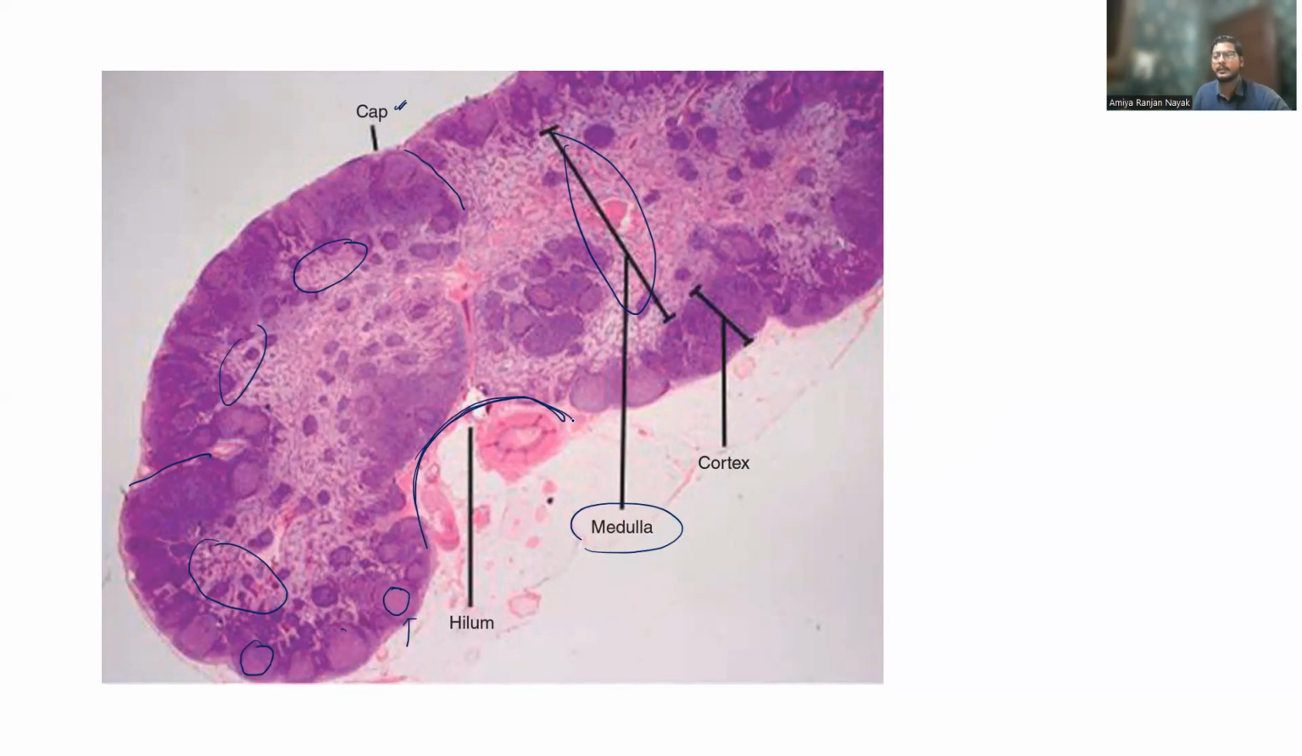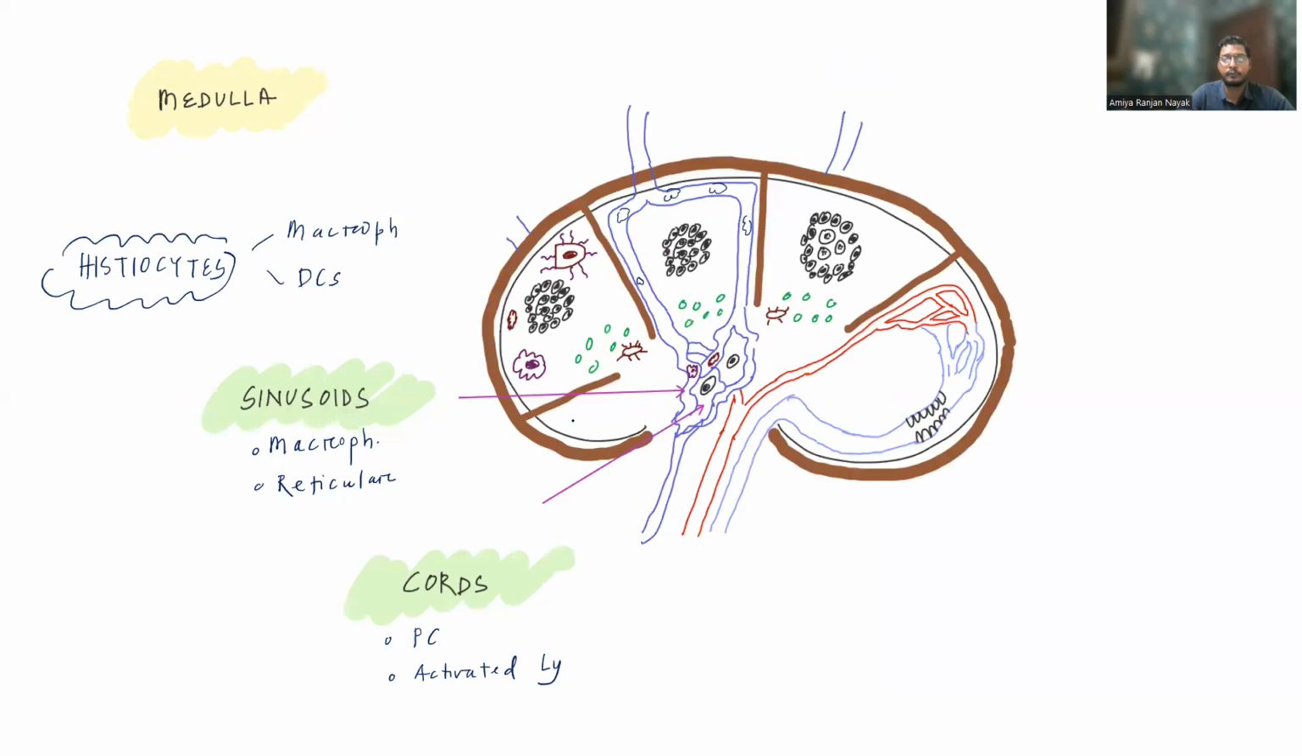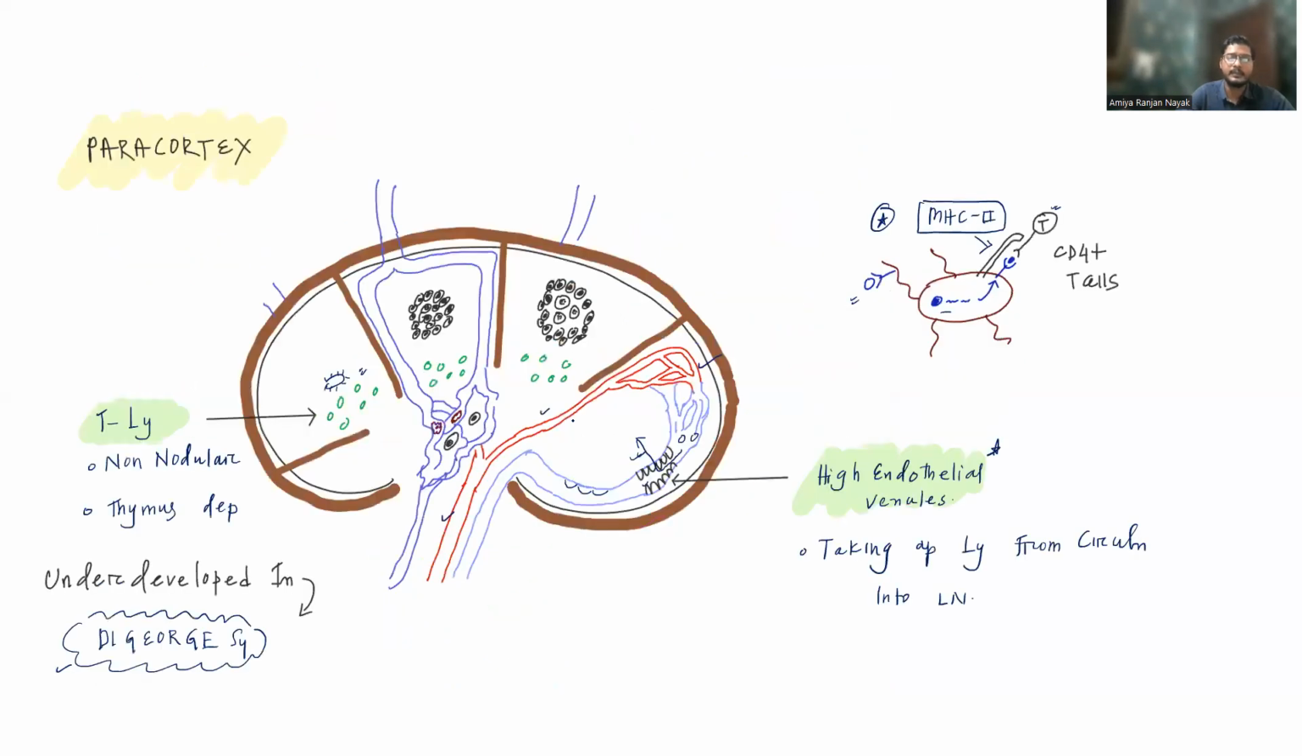So this is about the normal lymph node structure. I have not told about the lymphatics and the lymphatic circulation, which we'll be discussing separately. But this is about the basics of normal lymph node structure and architecture, and we have also discussed in detail what the exact functions of all these cells that you are going to find in the lymph nodes are.